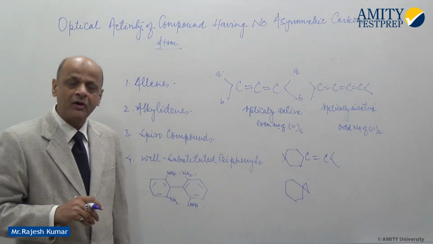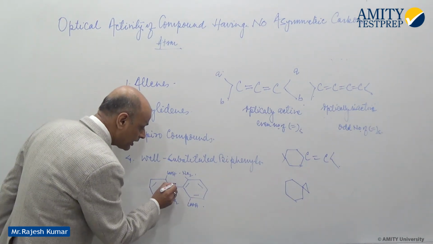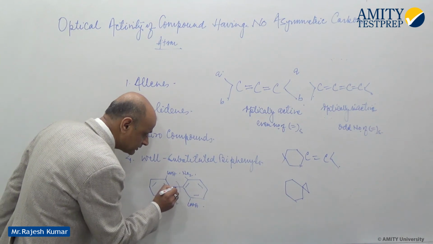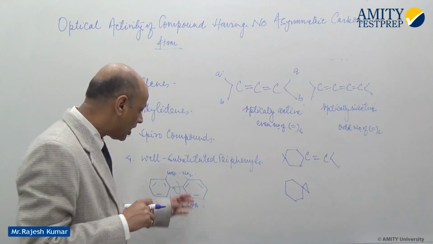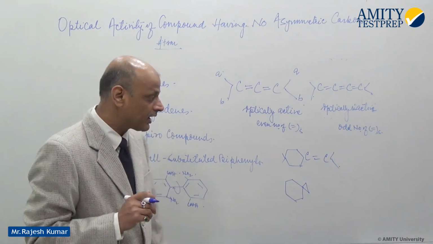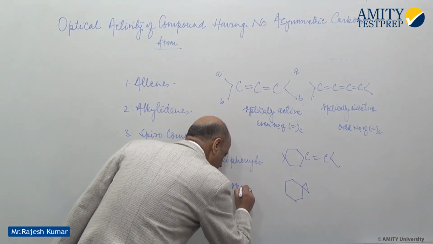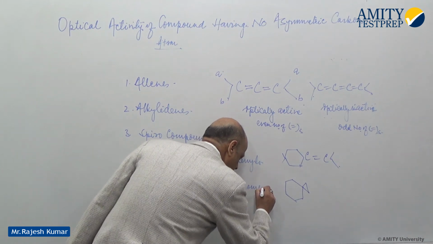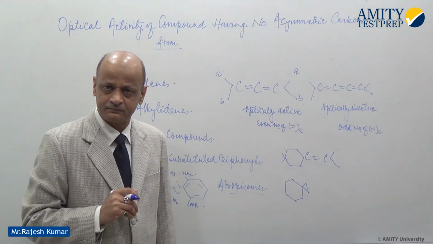This well-substituted biphenyl is optically active due to restricted rotation of the single bond around this biphenyl. So due to this, the molecule itself is optically active, and the optical isomers thus produced due to the rotation of the single bond are called atropisomers. And this phenomenon is known as atropisomerism.